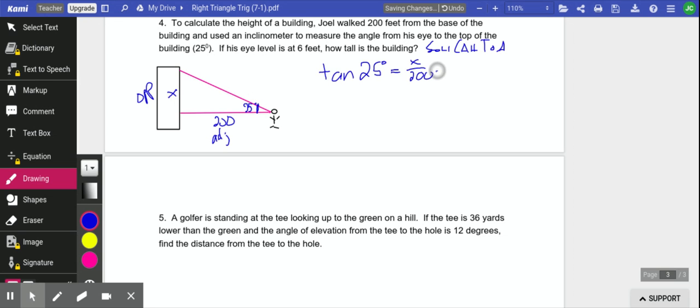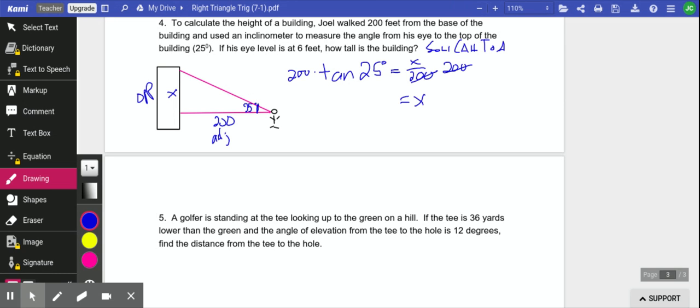We want to solve this for x, so we're going to multiply both sides by 200. I'll make those 200s cancel. And then we just need to put this into the calculator. You want to make sure you're in degree mode, which you probably are. When you look at your calculator, when it's turned on, there should be some little letters down at the bottom. It should say DEG, which means degree mode. I'm sure your calculator already says that. But if you get the wrong answer, it's because you're not in degree mode.